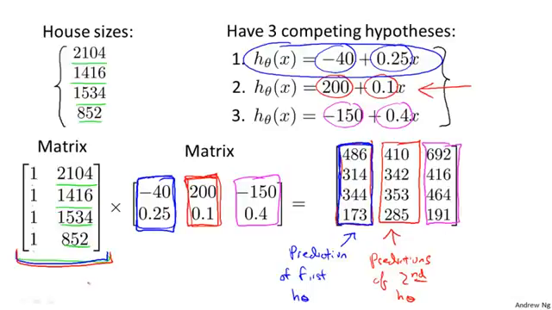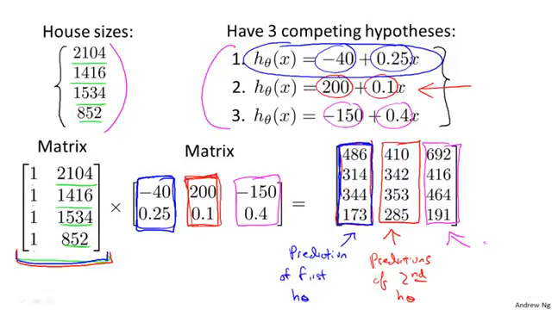And so I didn't step through all the details, but hopefully you feel free to pause the video and check the math yourself and check that what I just claimed really is true. But it turns out that by constructing these two matrices, what you can therefore do is very quickly apply all 3 hypotheses to all 4 house sizes to get all 12 predicted prices output by your 3 hypotheses on the 4 houses. So with just one matrix multiplication step, we managed to make 12 predictions.